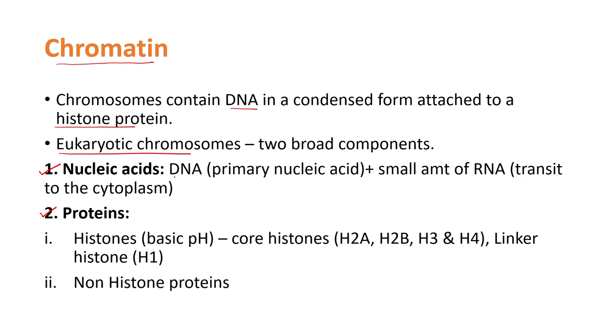Nucleic acids widely present in the chromosomes are DNA and RNA. Higher amount of DNA is present in the chromosomes, but small amount of RNA is also present. And proteins which are present in the chromosomes are, first, histones and second, non-histone proteins. Histone proteins are of 5 types: H1, H2A, H2B, H3 and H4. In that, core histones are H2A, H2B, H3 and H4, and linker histone is H1. And non-histone proteins are also present in the eukaryotic chromosome.